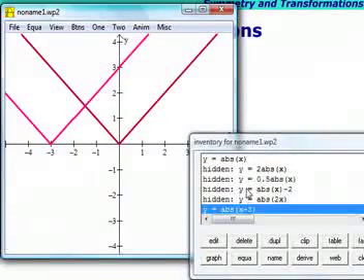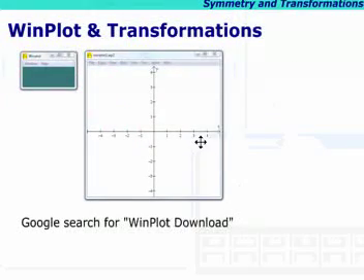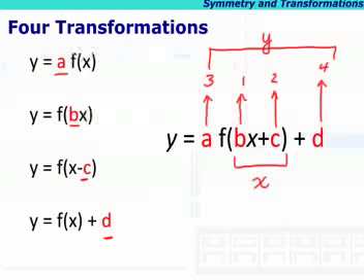So WinPlot's a real powerful tool for looking at these transformations, and you need to be able to look at any of the transformations, whether there's a number out front or inside the brackets or outside of the brackets being added or subtracted to, and be able to determine what that graph does.